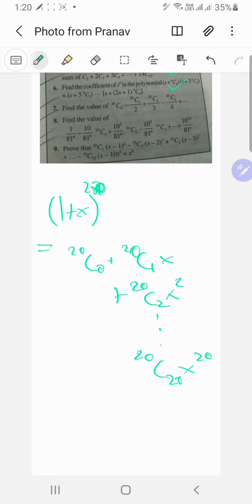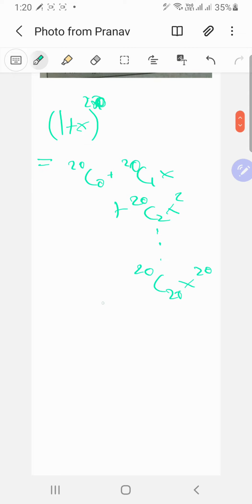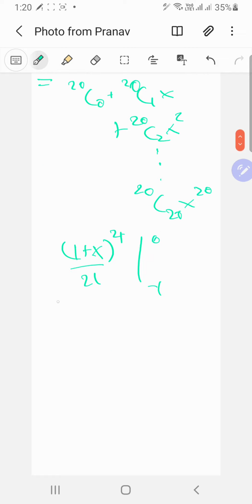And what we can do is that we can actually integrate these things. The integral of 1 plus x power 20 is going to be 1 plus x power 21 upon 21, going from negative 1 to 0. When you put 0 over there, you just get 1 power 21 upon 21, minus, when you put negative 1 over there, you just get 0. So that's 1 upon 21. Okay, and what about the right hand side?